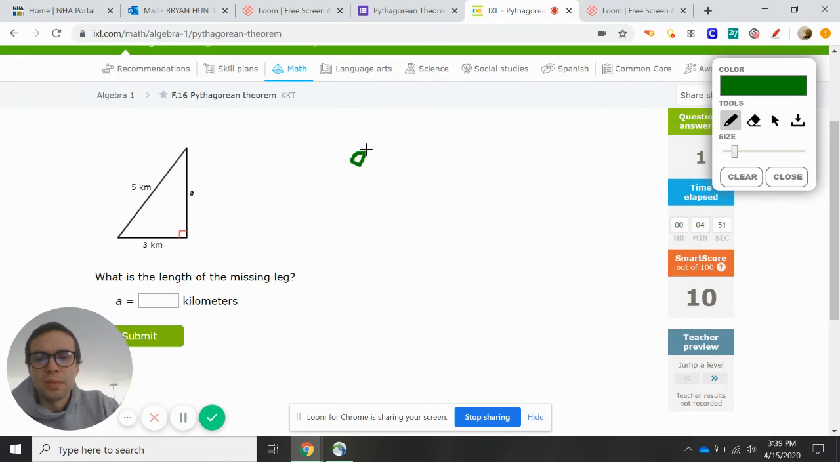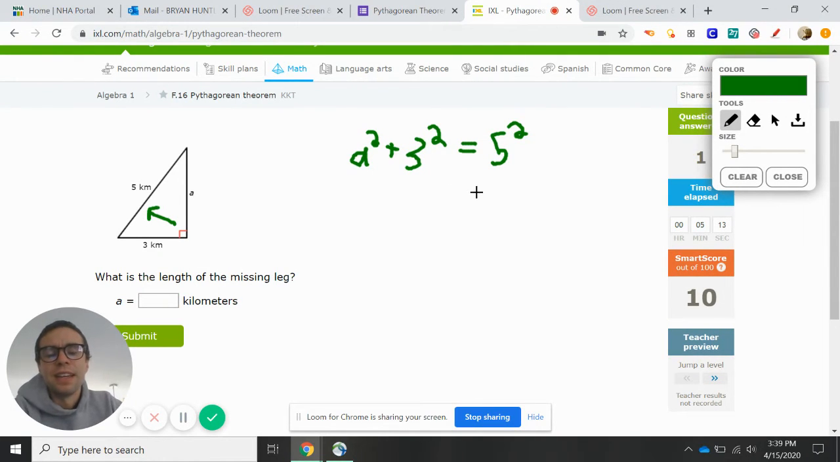So I don't know my A, so it's A squared, plus I do know my B. So the B is the other leg. It's the other one that makes the right angle, the other length. So it's going to be 3 squared. And then it equals 5 squared. That's my hypotenuse. That is important, that you always put your hypotenuse, the longest length, the length that's across from the right angle, for C.